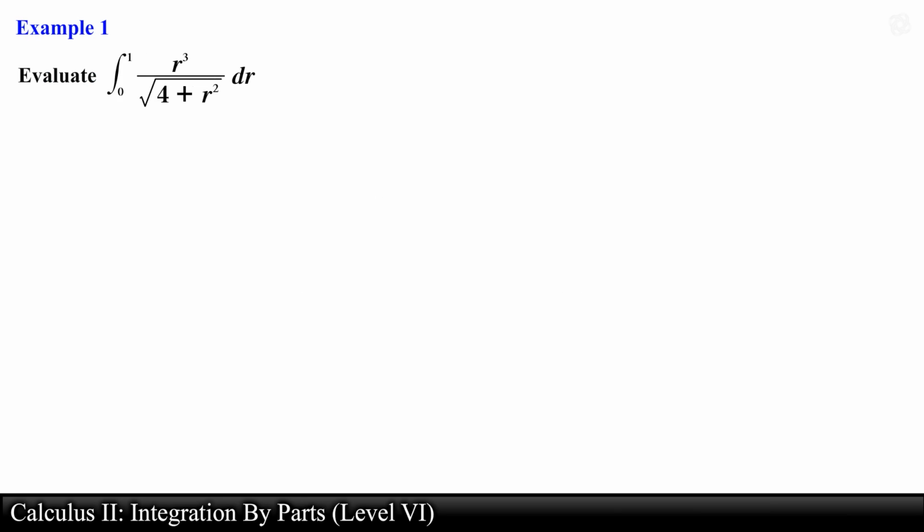Evaluate the integral from 0 to 1 of r cubed over the square root of 4 plus r squared dr. Notice that this problem seems like a perfect candidate for u substitution, since we have similar expressions in the numerator and denominator. It seems natural to let u equal 4 plus r squared. If we do that and take the derivative of u with respect to r, we obtain 2r. Notice that we actually have r cubed and not r to the power of 1. It seems that u substitution has failed.